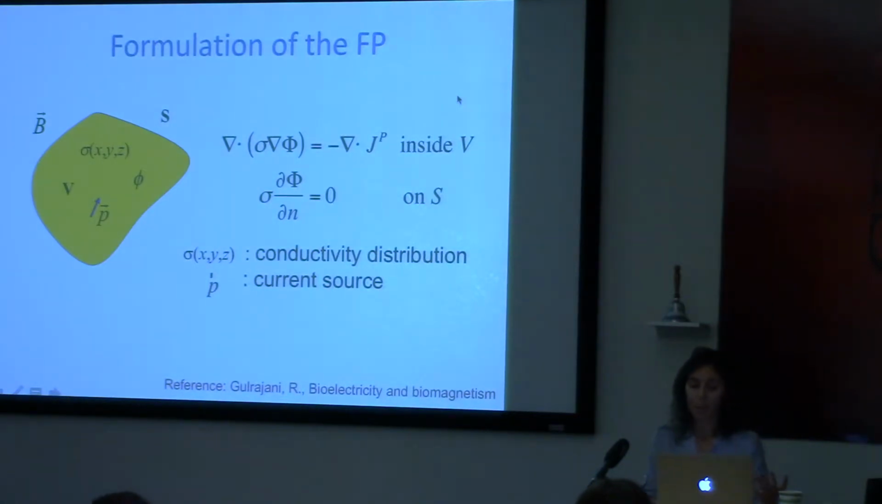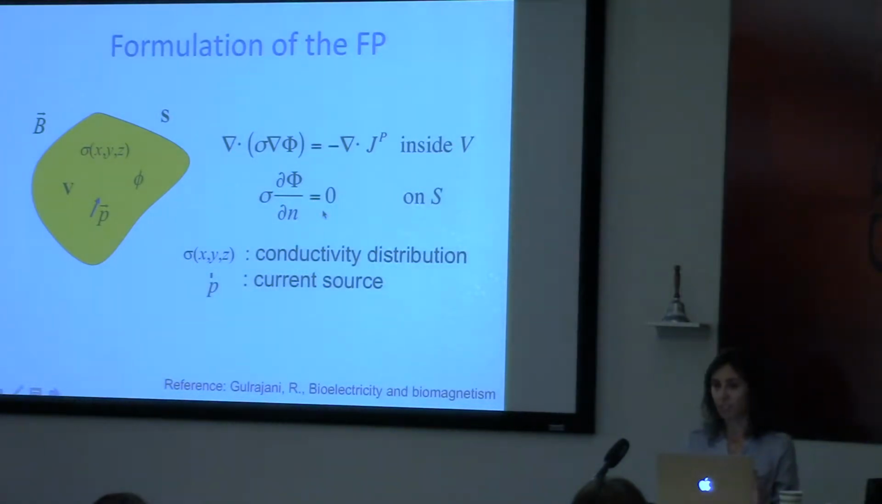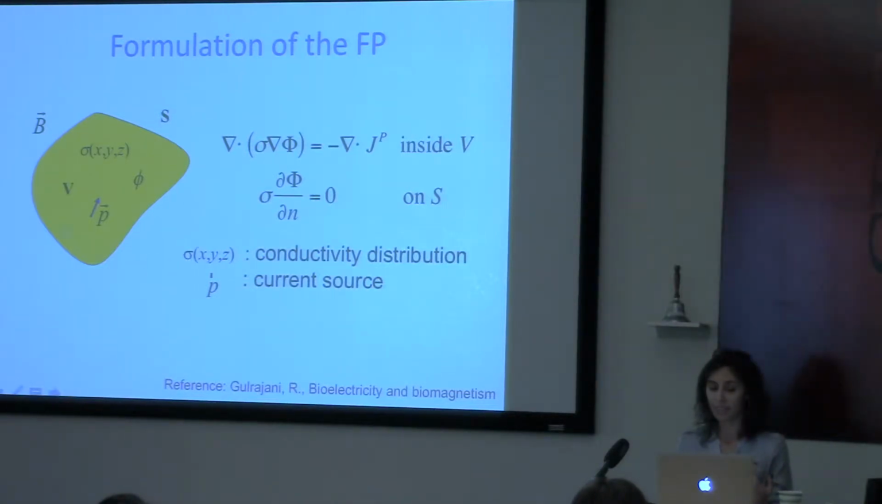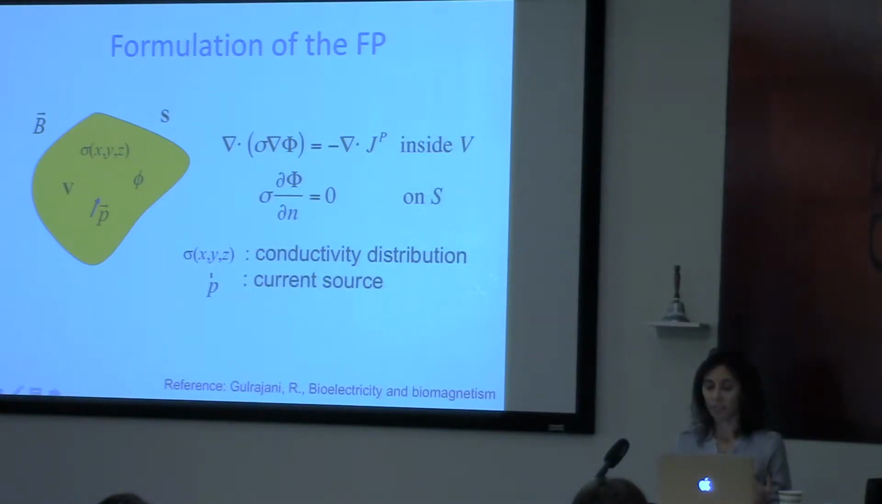To solve the forward problem, we can use Maxwell's equations using quasi-static approximation. So the quasi-static approximation is that we can neglect capacitive and inductive effects of head volume conductor if the biological signals are lower than 1 kilohertz. So this simplifies the equations a lot. So we only have a resistive conductive model here and the boundary conditions of this conductivity model.